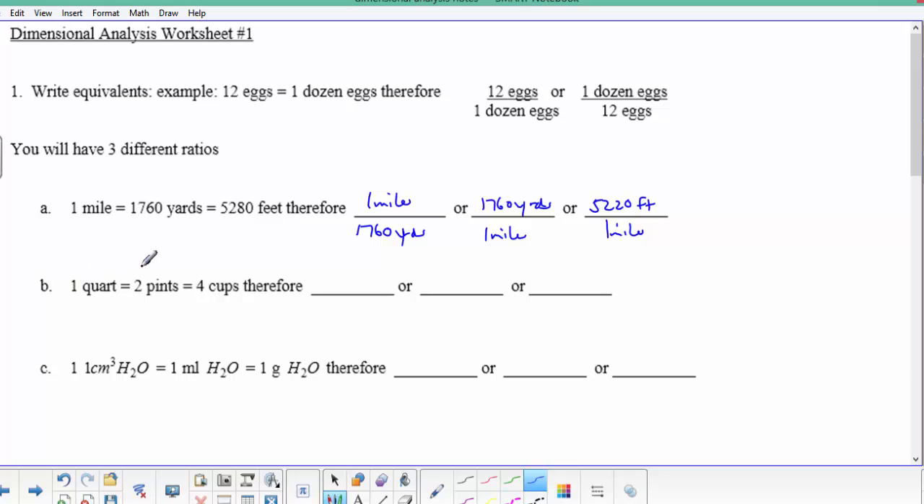Quarts, we have 1 quart is equal to 2 pints, which is equal to 4 cups. Therefore, if I said 1 quart, we'll know that that is equal to 2 pints. Or we can flip it and say 2 pints is equivalent to 1 quart. Or throw in there and say, okay, 4 cups is equal to 2 pints.